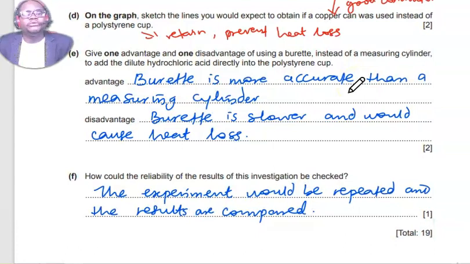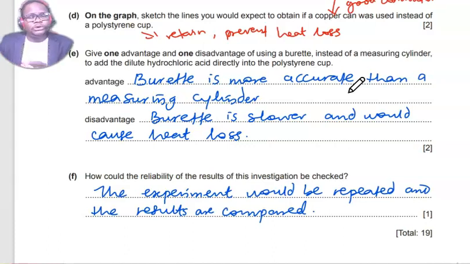So E, give one advantage and one disadvantage for using a burette instead of a measuring cylinder to add dilute hydrochloric acid directly to the polystyrene cup. Of course, the advantage of using the burette is that the burette is more accurate than using the measuring cylinder. And of course, the disadvantage, if you are using a burette, is that it is slower, and of course that will lead to a lot of heat loss.